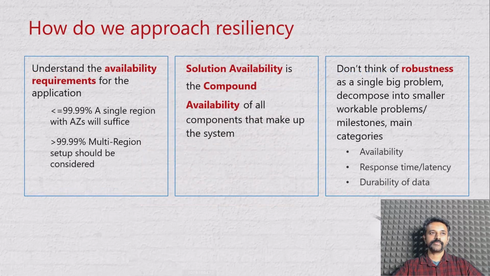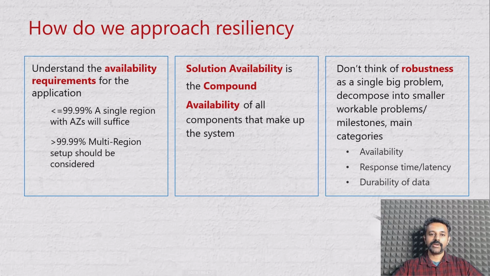And how do we approach resiliency? As a concept, if we look at the availability requirements, each application may have a different requirement. Some of them may require above 99.99%, which is quite rare. It's maybe a very critical application or something that cannot tolerate any downtime. However, most applications should be good with availability of below 99.99%.